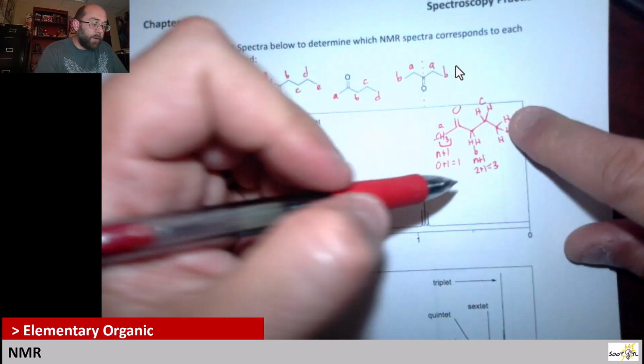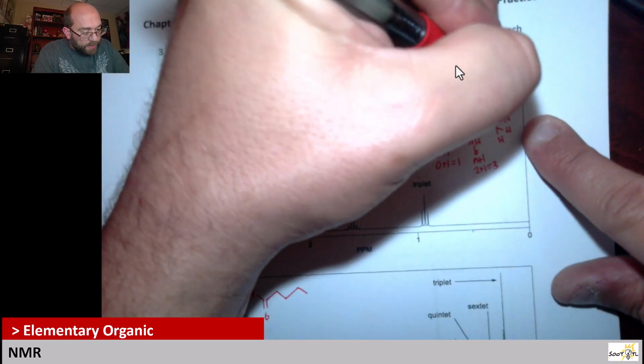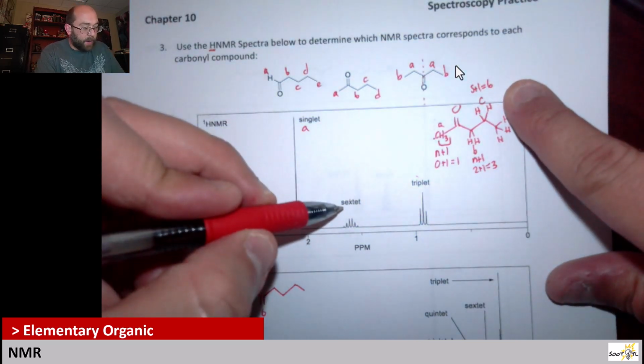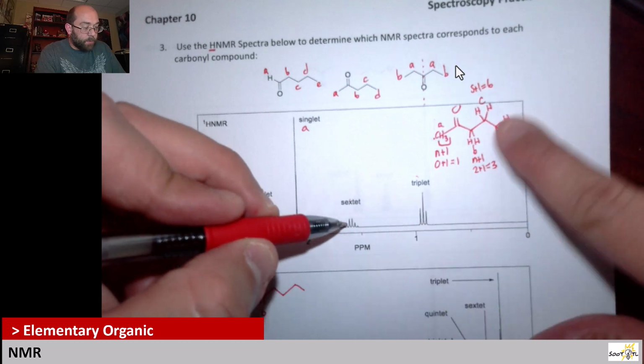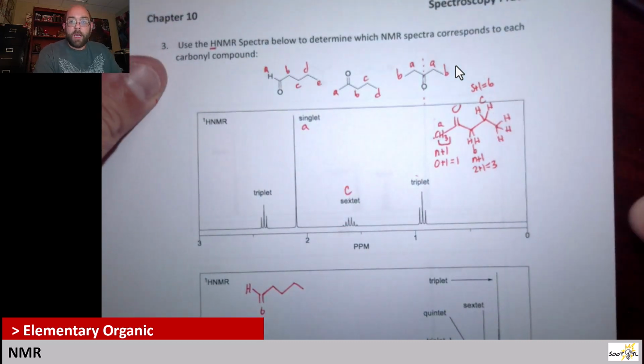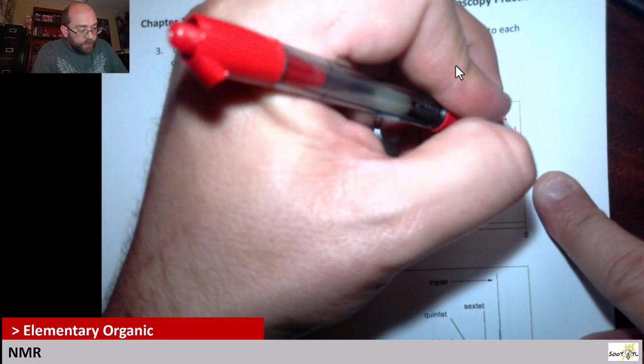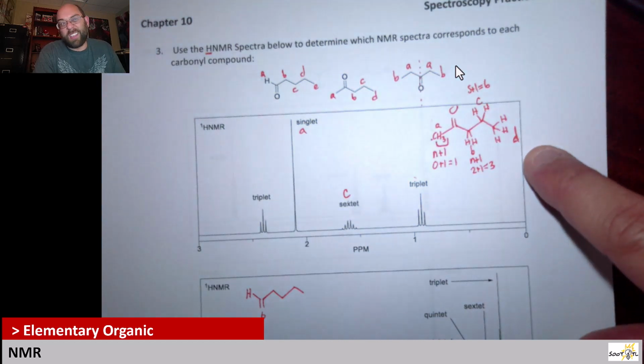So they have a total of 5 neighbors, so I'd have to look at 5 plus 1 or 6. That sextet right here, 6, comes from hydrogens that I labeled as C. Next up, these 3 would all be D. I'm going to consider these equivalent because they live in the same house.